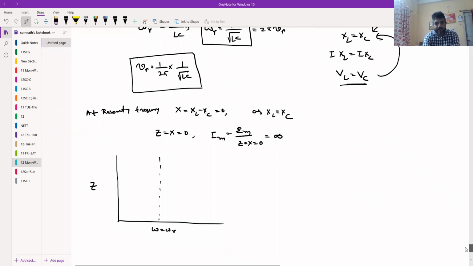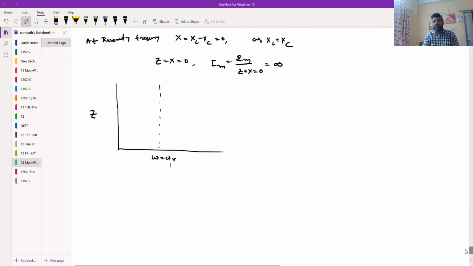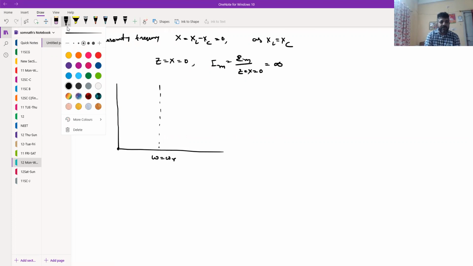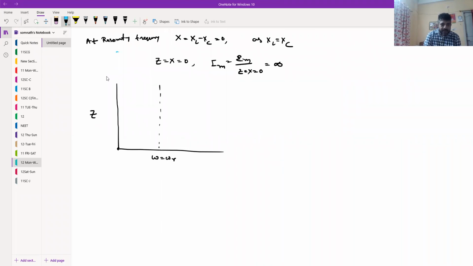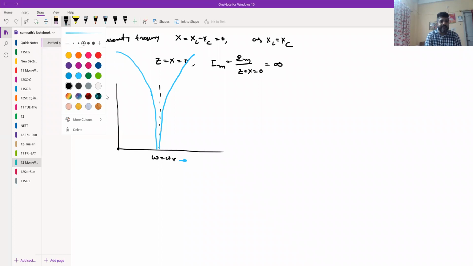And so when my omega is 0, just remember Z is infinity. And when omega equals resonating frequency, my Z is 0. So how does it look? It comes from a very large value and decreases to 0, and then again starts rising like infinity. Why? Because at infinity, Z is infinity. Yes or no?